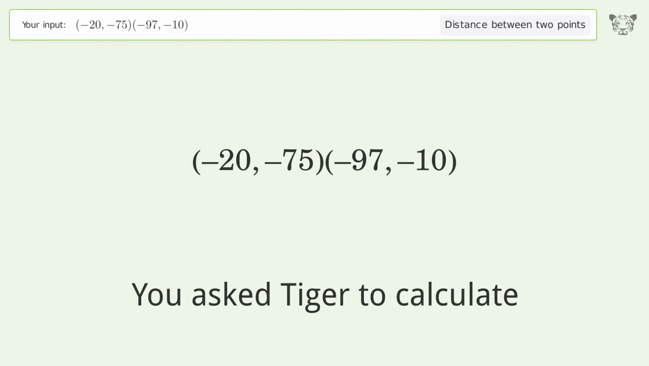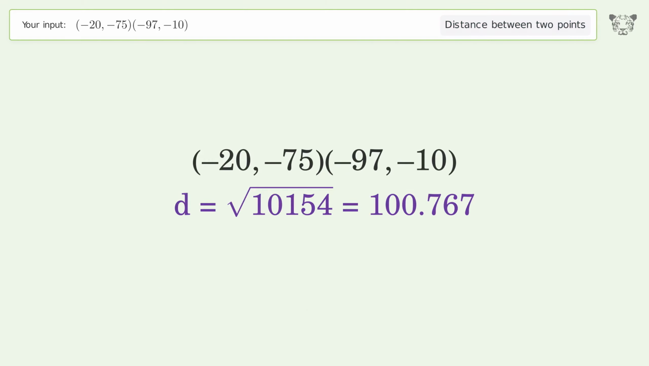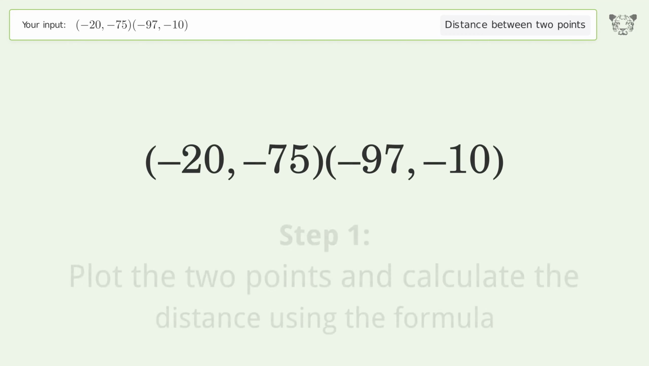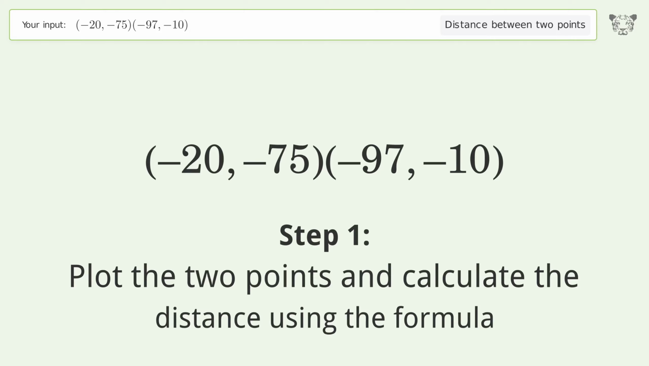You ask Tiger to calculate. This deals with the distance between 2 points. The distance between the 2 points is the square root of 10,154 or 100.767. Let's solve it step by step. Plot the 2 points and calculate the distance using the formula.